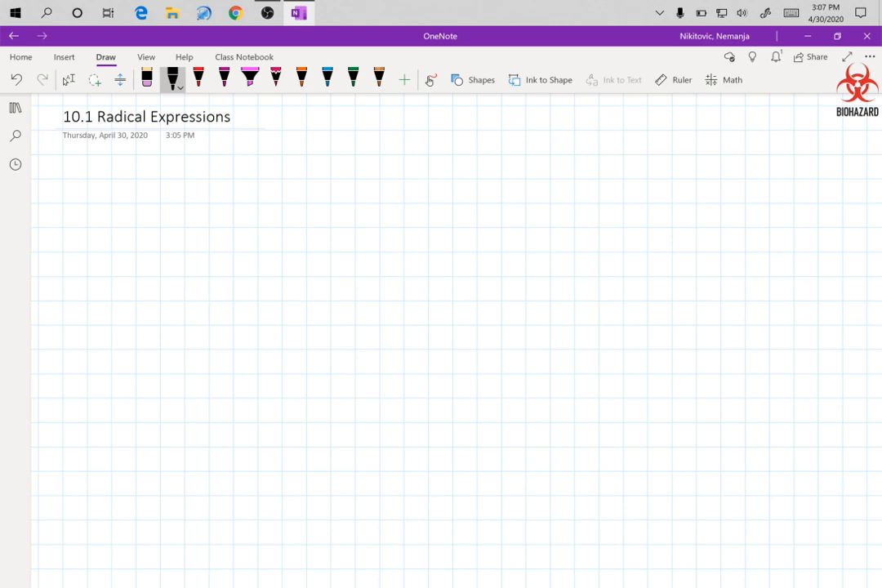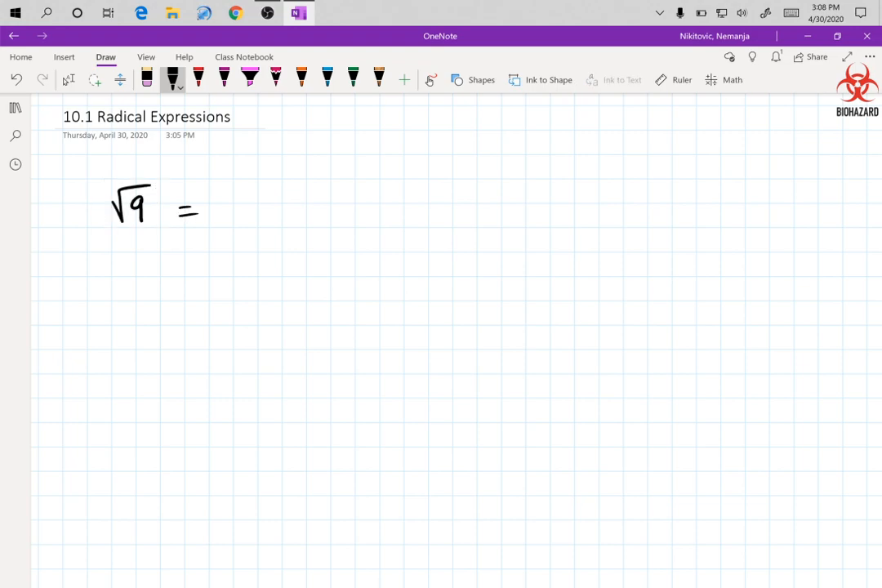So for radical expressions, the section is a little bit longer. It involves functions as well, but we are not going to deal with functions. We're only going to take a look at expressions. So we have to learn about the square root, right? Which you guys know.